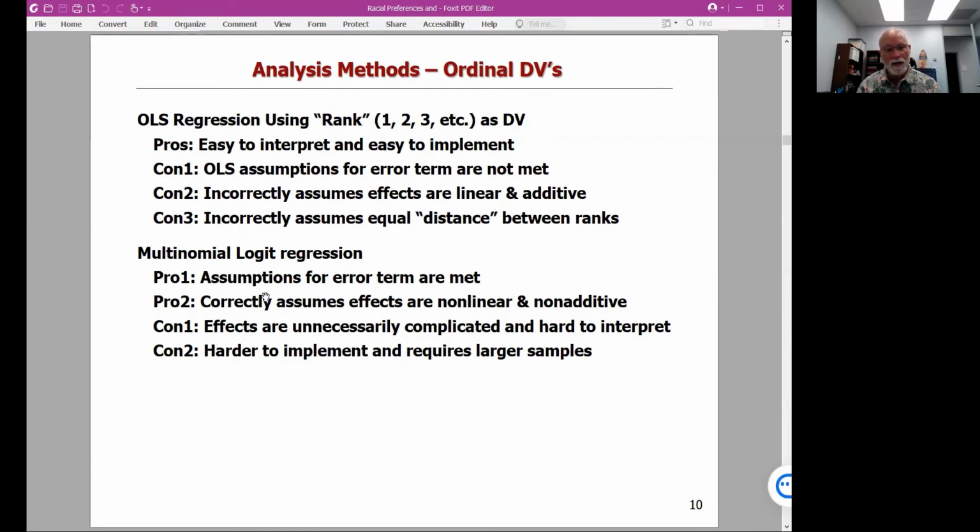So a lot of problems, it's easy to do it, but it's hard to get people to believe the results. And you could use multinomial regression with an ordinal dependent variable. It would be a complicated model.